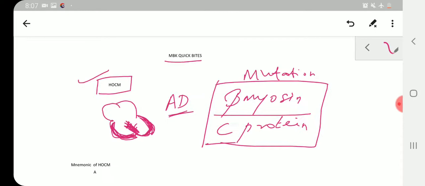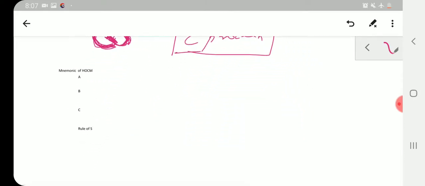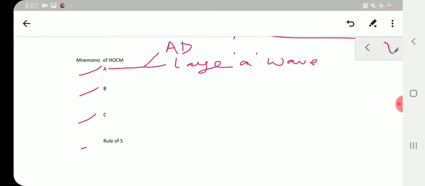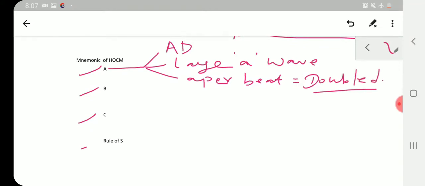To remember all the key features, I have made a mnemonic, that is A, B, C and rule of S. To start with, A stands for autosomal dominant. A stands for large A wave, a JVP waveform. A stands for apex beat, which will be doubled. So doubled apex beat, large A wave and autosomal dominant. These 3 points are important for the letter A.